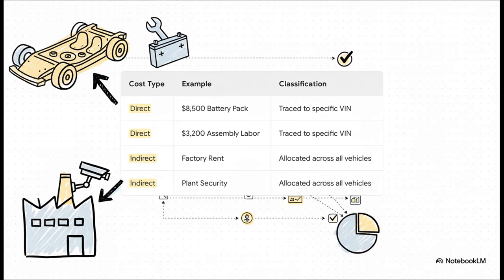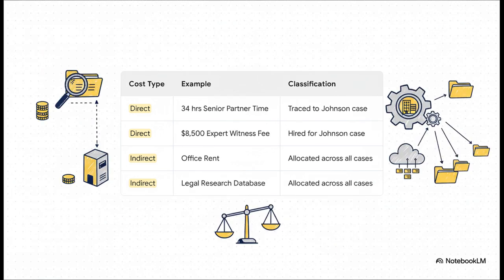Let's take a Tesla Model 3. That huge $8,500 battery pack? That is a textbook direct cost. Its serial number can be traced to a specific car's vehicle identification number, or VIN. Same goes for the assembly labor that puts it all together. But the rent for the factory and the salary for the plant security guards, those are indirect costs. They support the entire Fremont facility, which makes multiple car models. So Tesla has to allocate a tiny piece of those big costs to each and every vehicle that rolls off the line. And it's not just about physical products you can touch.